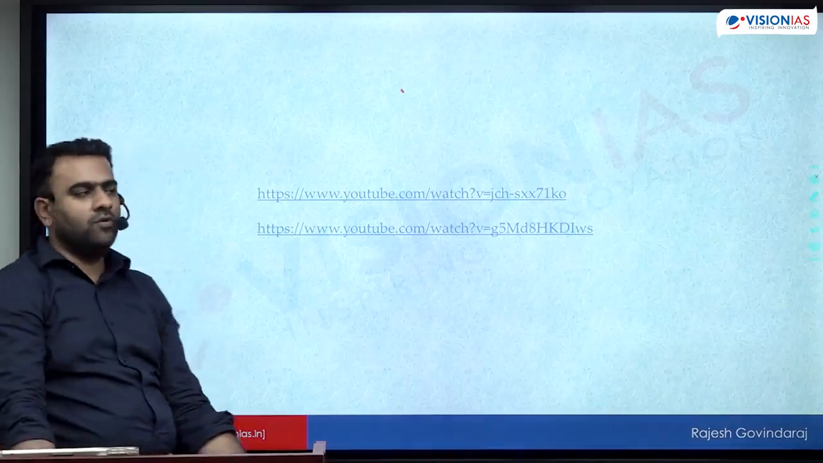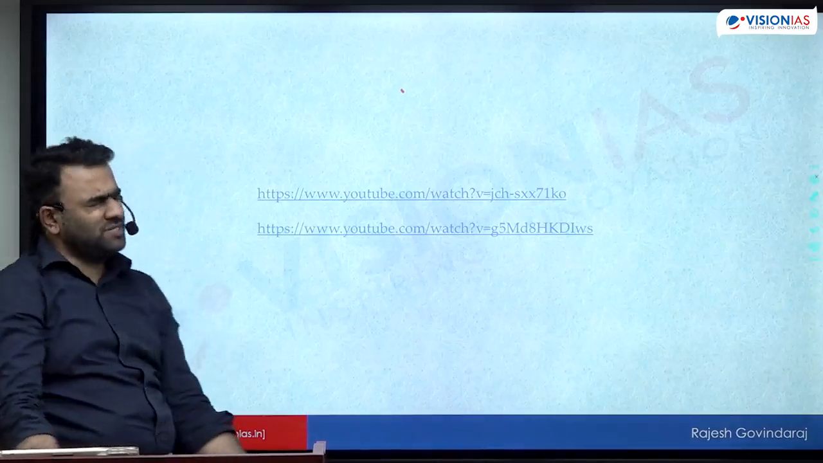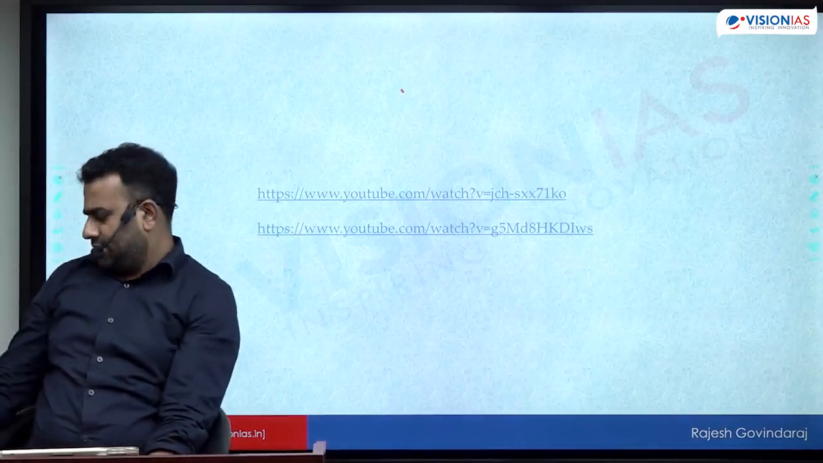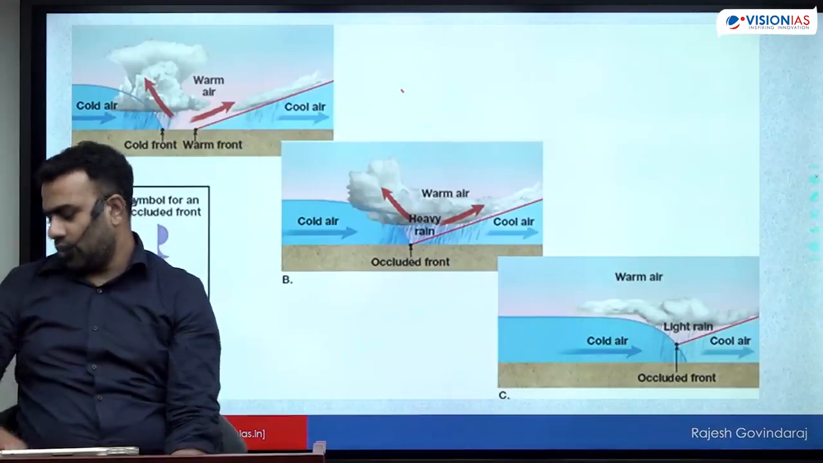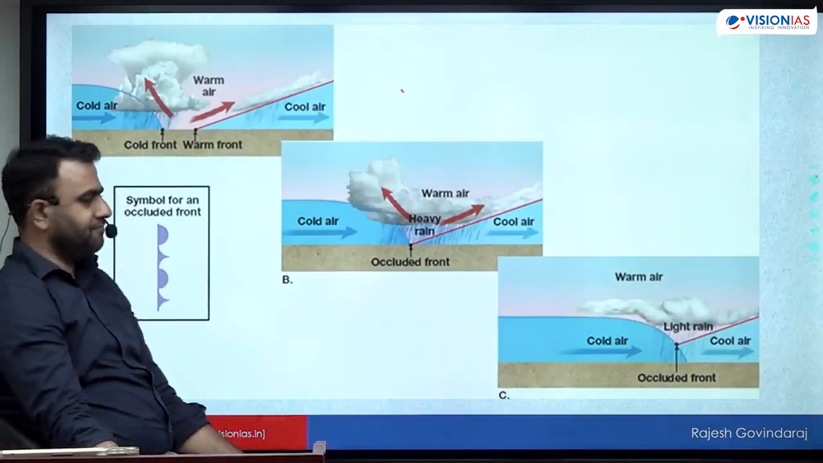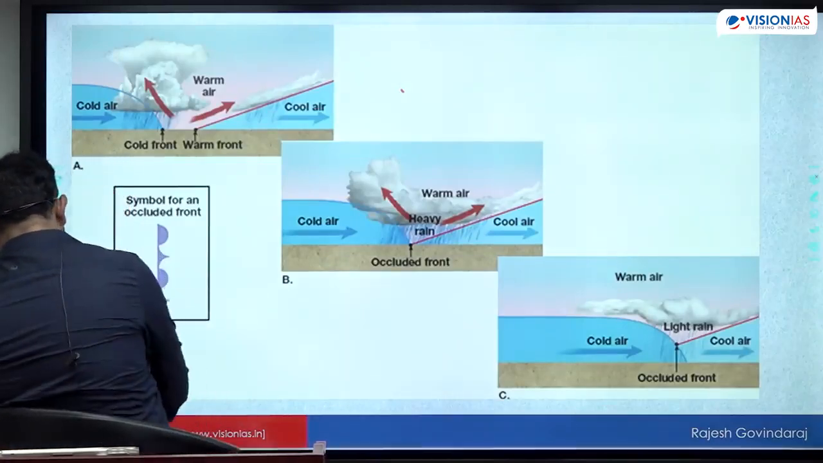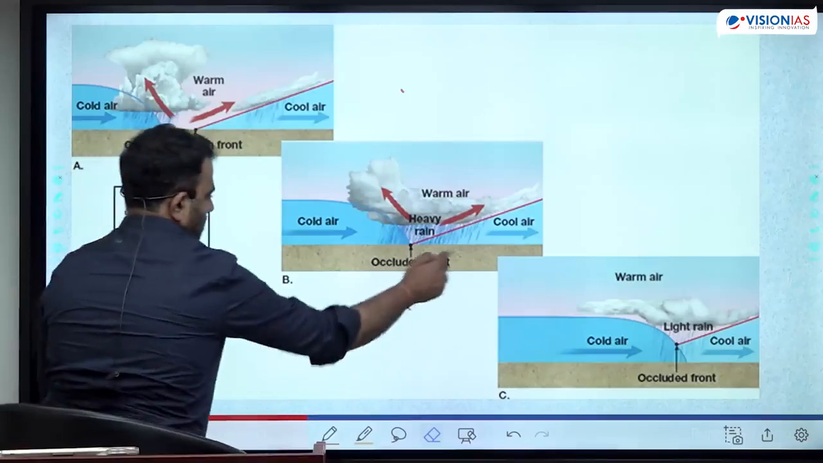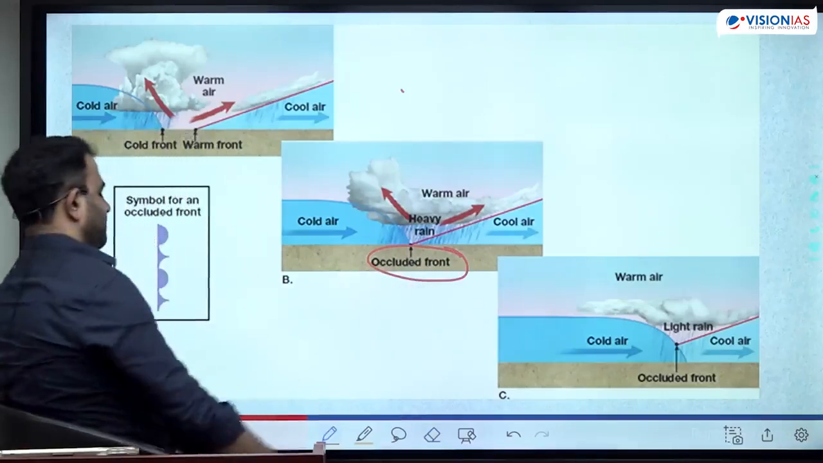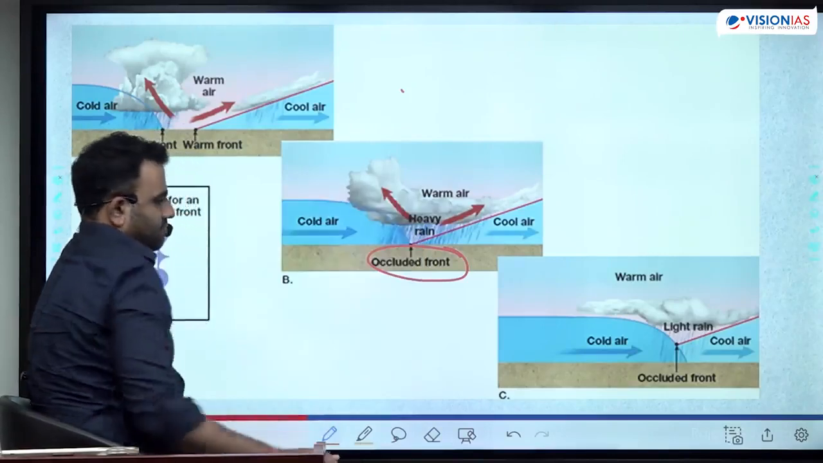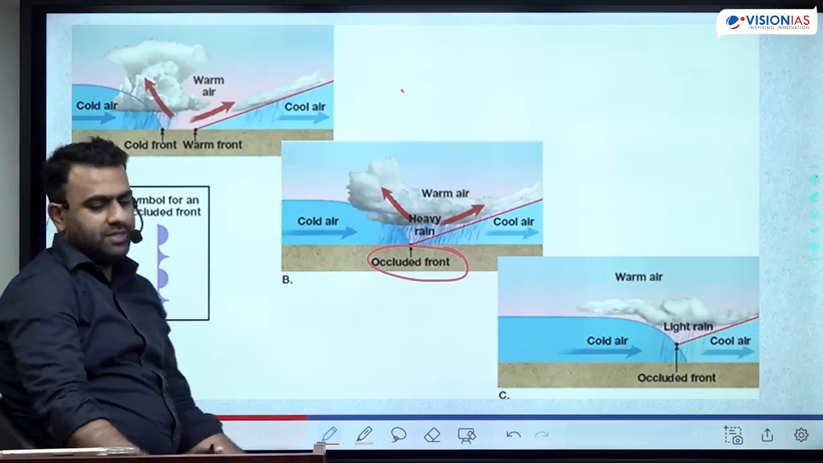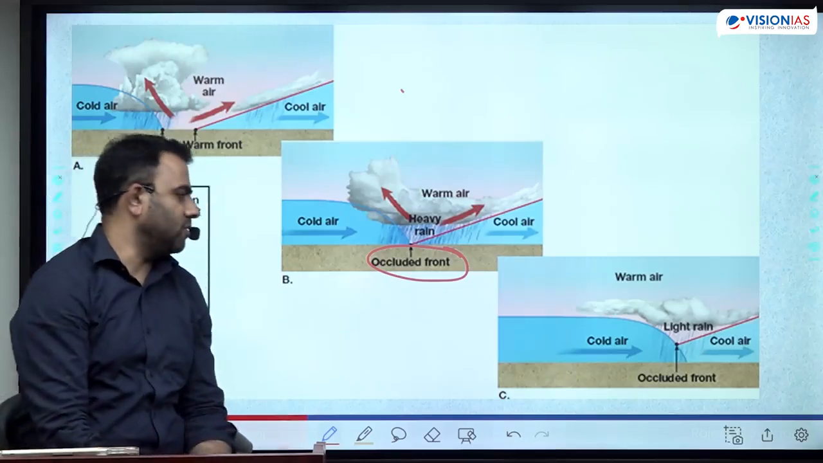That is stationary, warm and cold air. Sorry, stationary, warm and cold fronts. The fourth type of front is occluded front. Okay, so write this. Fourth one, occluded front. OCCLUDED, occluded.